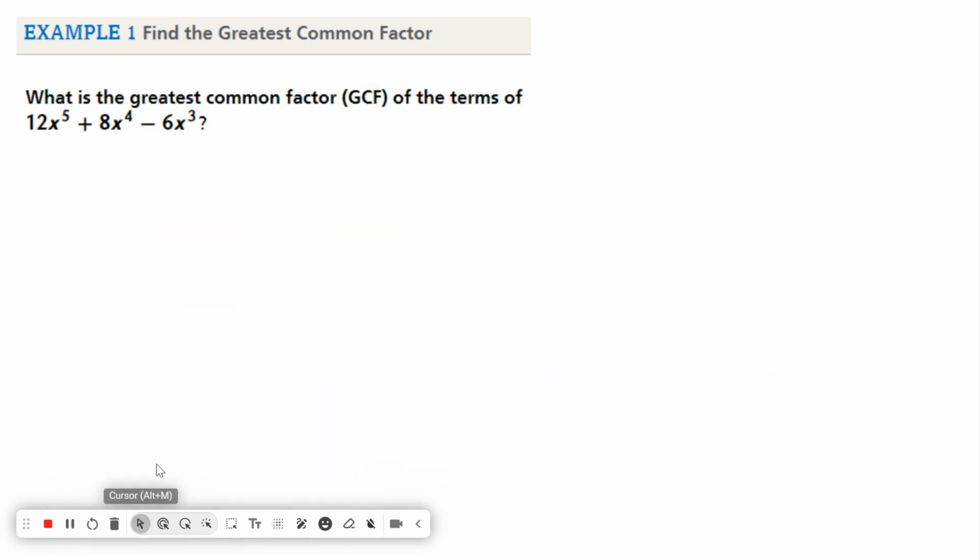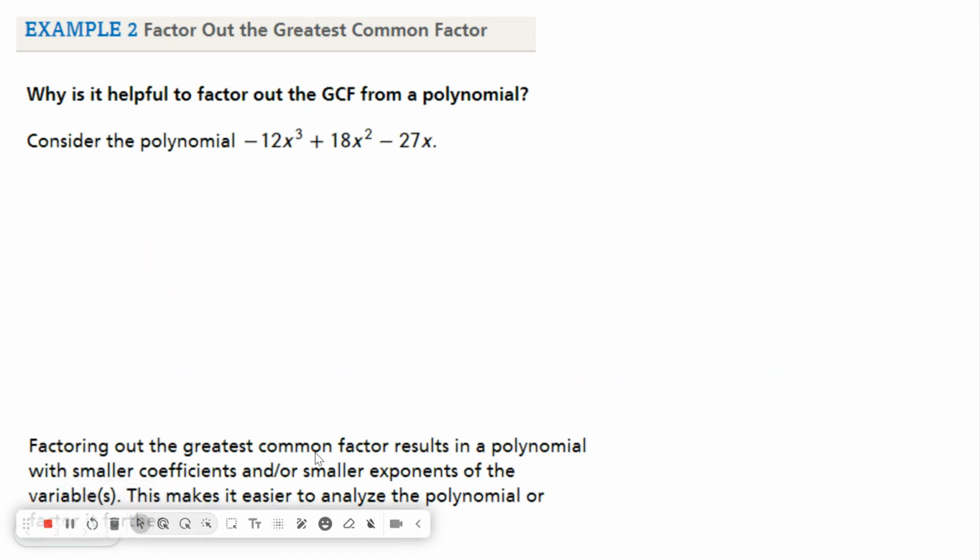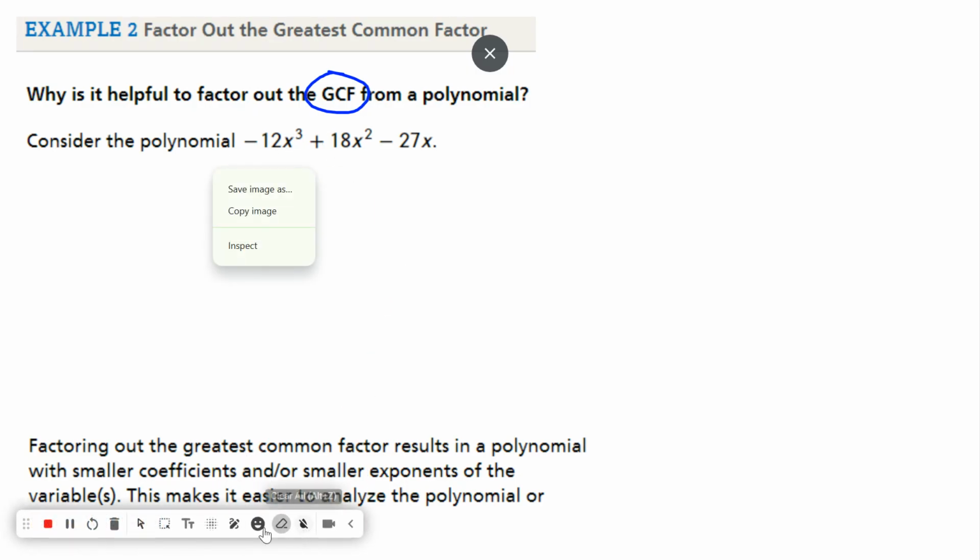Okay, next. Okay, so we're going to factor out the GCF. All right, here we go. Okay, so again, I don't care. We're just going to do the GCF. I don't care about the sums. Okay, so if I look at these terms, so negative 12x to the third plus 18x squared minus 27x.